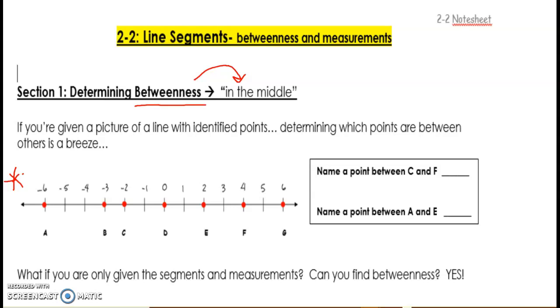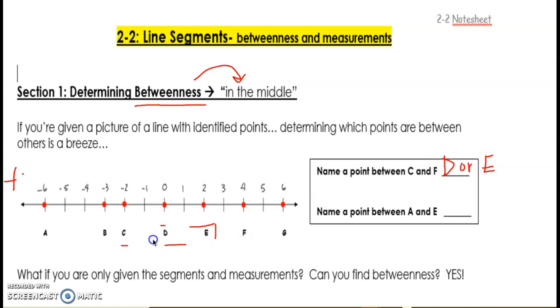So just to give you an example, looking at that number line there, name a point between C and F. Well, here's my location for C. Here's my location for F. Naming a point between, you've got two options. You've got point D and point E that would be in between. So we would say D or E.